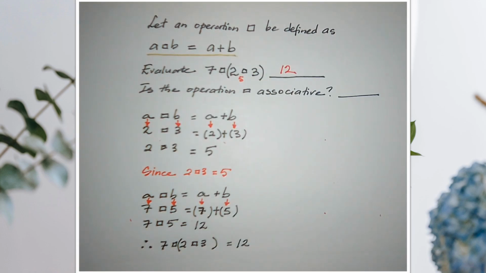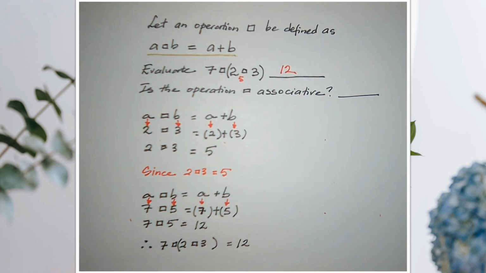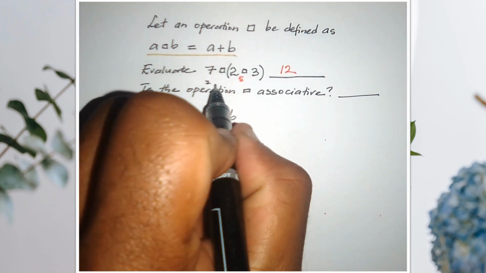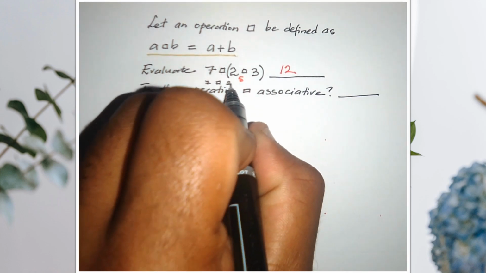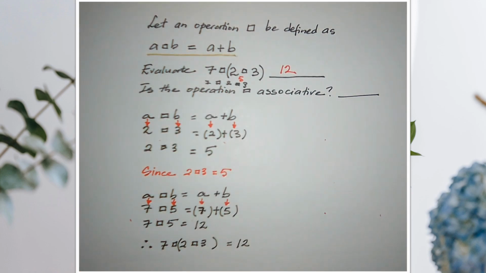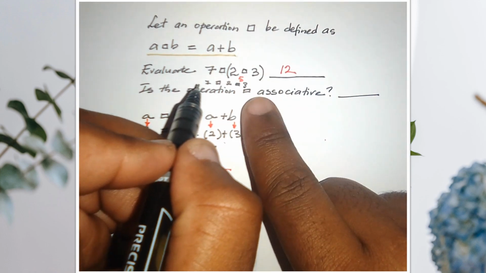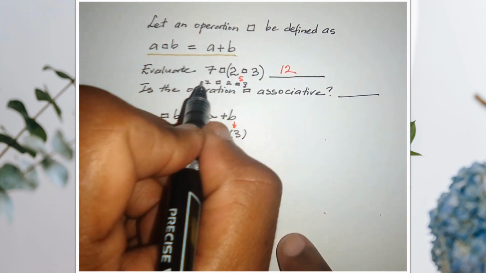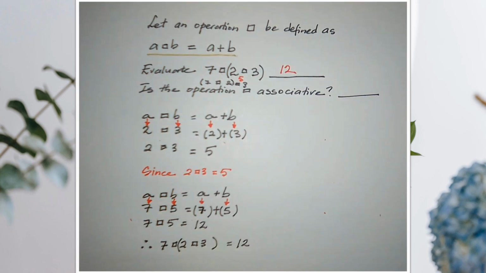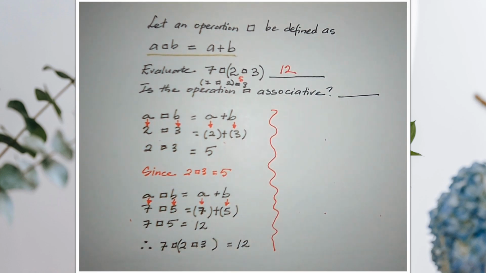So the question next asks, is the operation box associative? That means I need to switch the grouping. So I'm going to write it exactly as it is, with the exception of the brackets, and I'm going to change the grouping now. So it was 2 and 3 before, now I'm going to put 7 and 2. So we have to work it out again and make a comparison between these two.